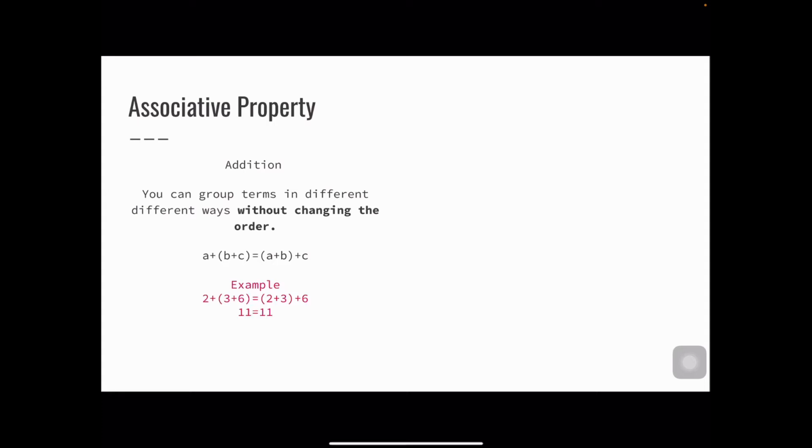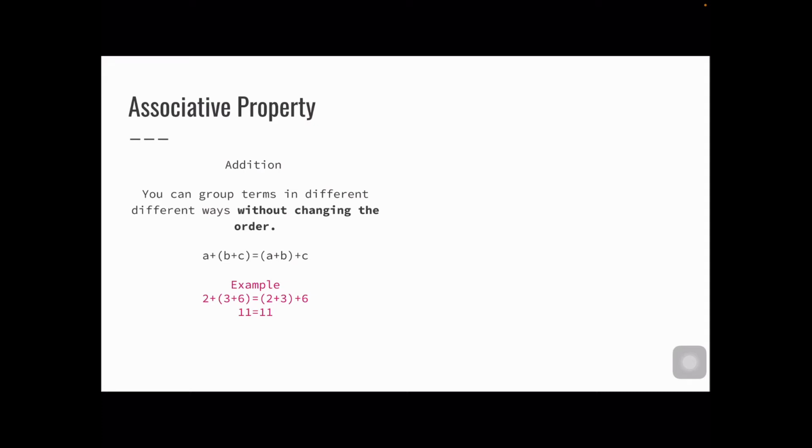So for example, if I have 2 plus 3 plus 6, I can add 3 plus 6 first and then add 2 to it, and that'll give me 11. Or I can add 2 plus 3 first to give me 5, and if I add 6 to that, it'll also give me 11. So the associative property doesn't change the order of things, right? I still have 2, then 3, then 6 in the same order, but it changes the grouping, right? The things that you're grouping.